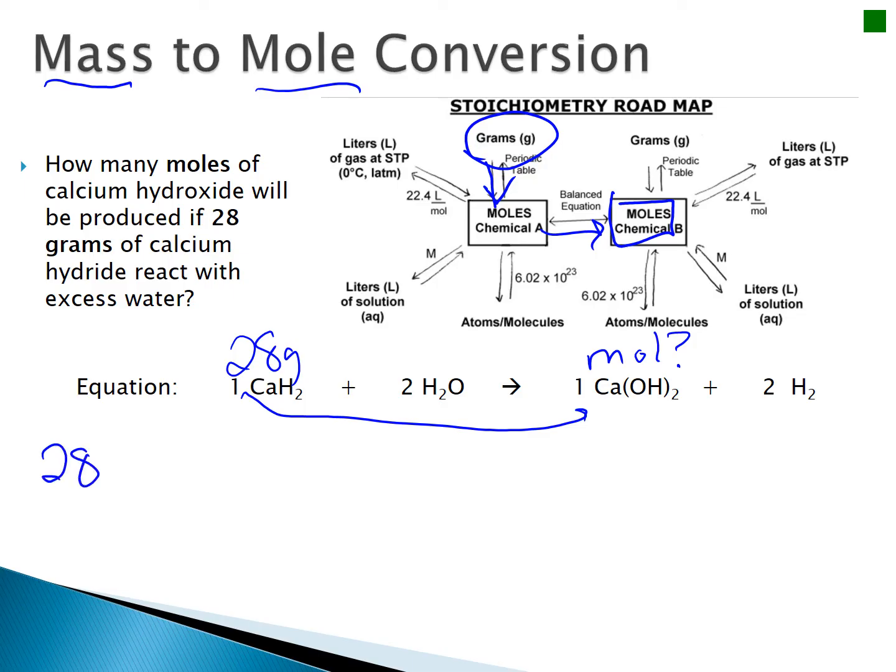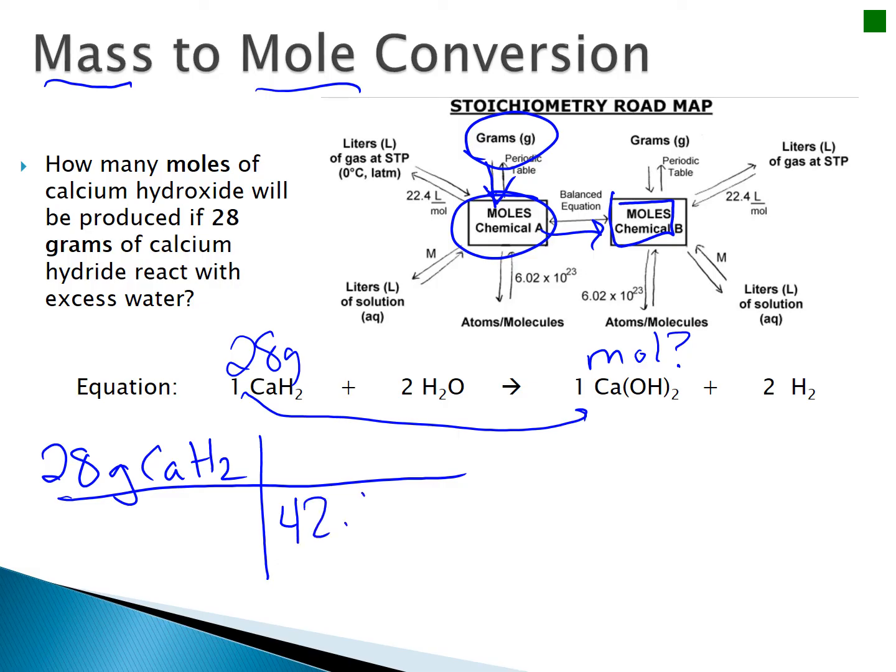So we've got 28 grams of calcium hydride. I need to get first to moles of calcium hydride. How do I go from grams to moles? I'm going to use that molar mass, which for calcium hydride is 42.1 grams of calcium hydride for every 1 mole of calcium hydride.